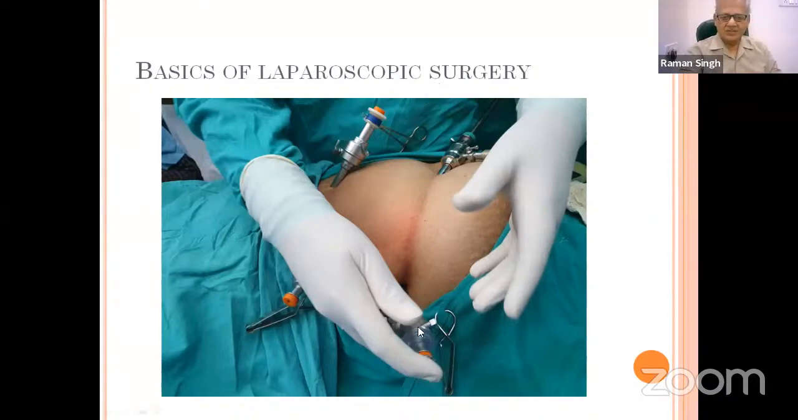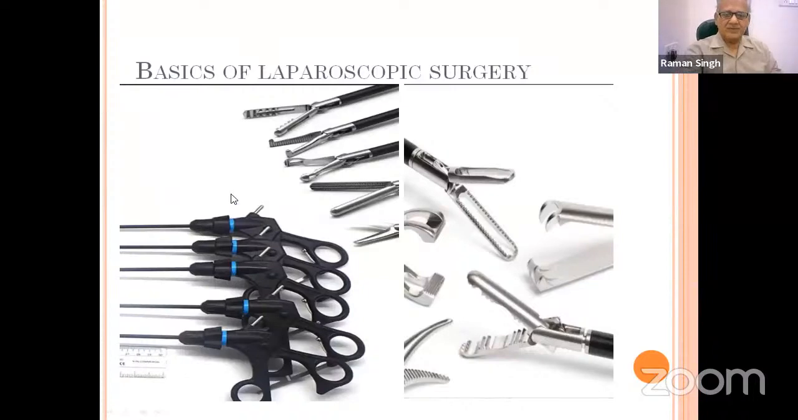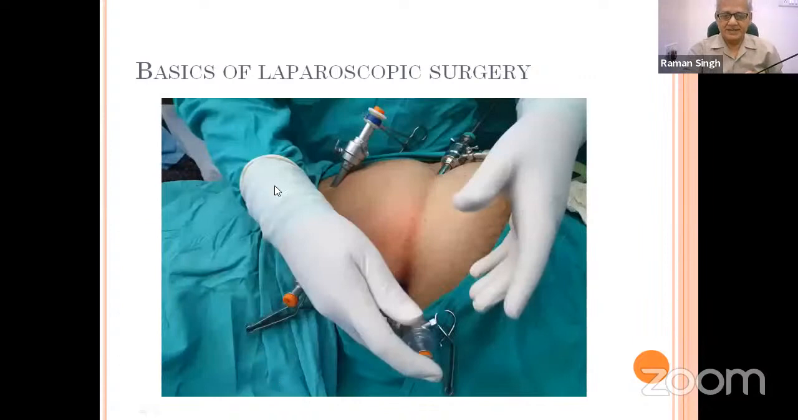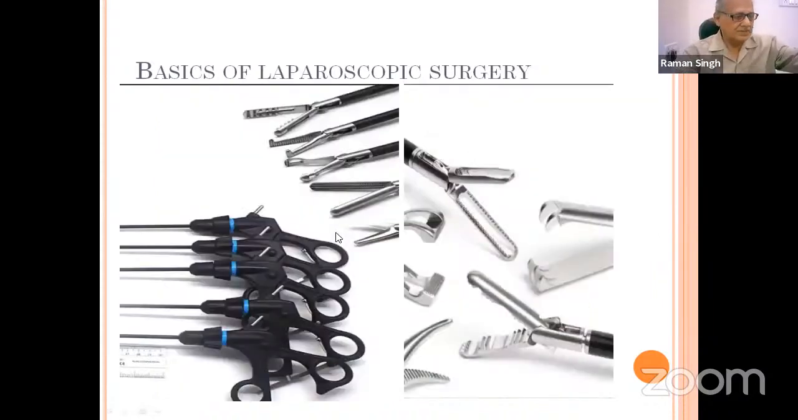After putting all these 4 ports, we insert various types of instruments inside the abdomen. Now the first instrument which we use, this grasper, is used at this side to hold the fundus of the gallbladder. After pulling the fundus of the gallbladder in the catalloid area, we introduce the second grasper over here. This is the second grasper. With this we hold the fundus of the gallbladder.